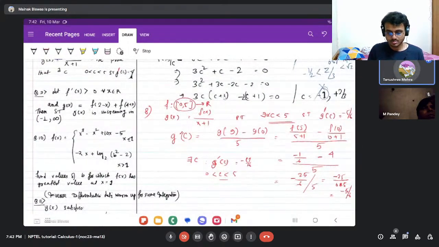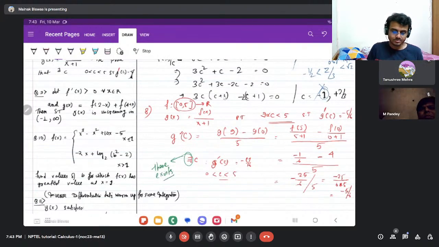So what does that symbol mean besides c in the last statement? Yes, there exists. Okay. Inverted E means there exists.